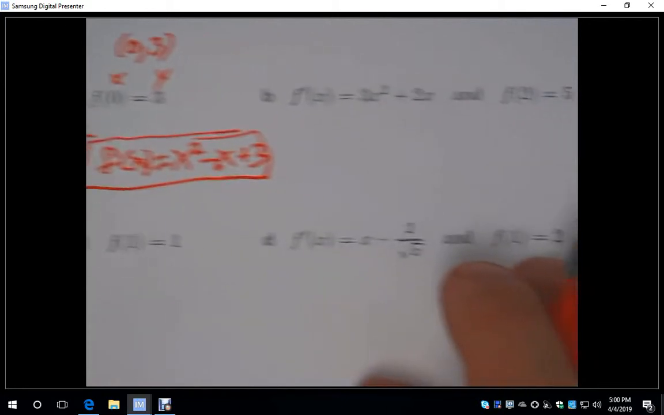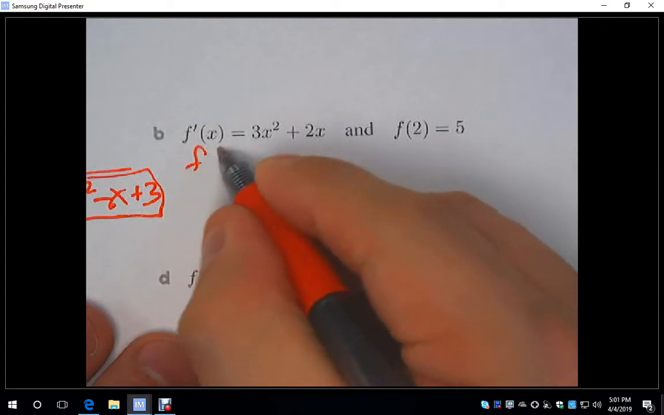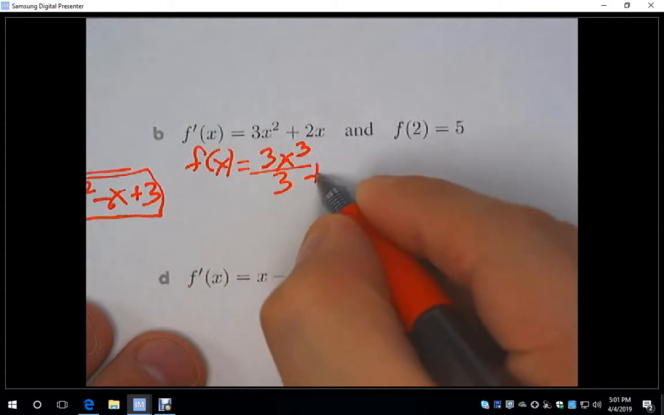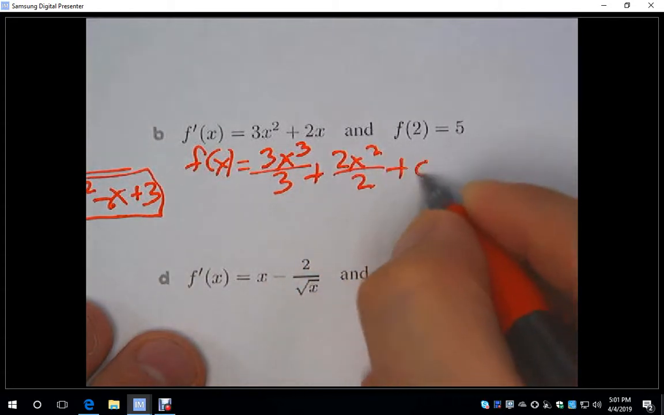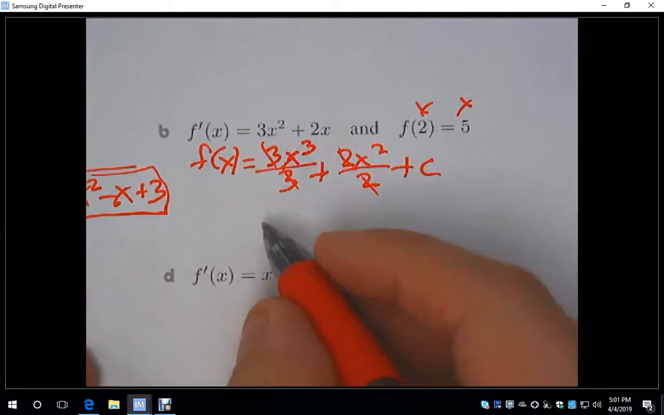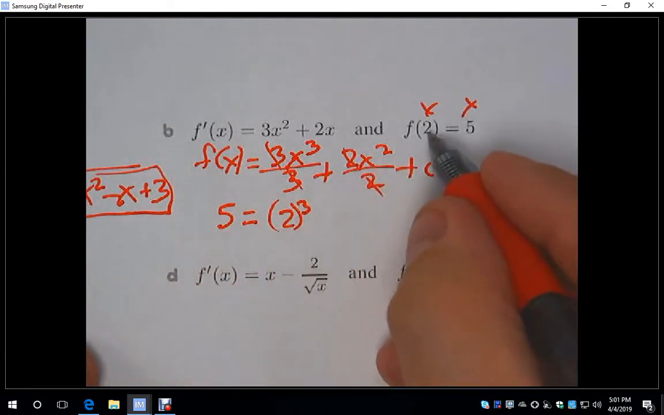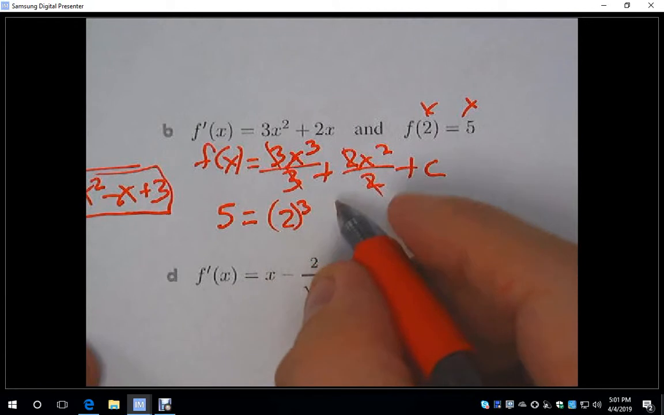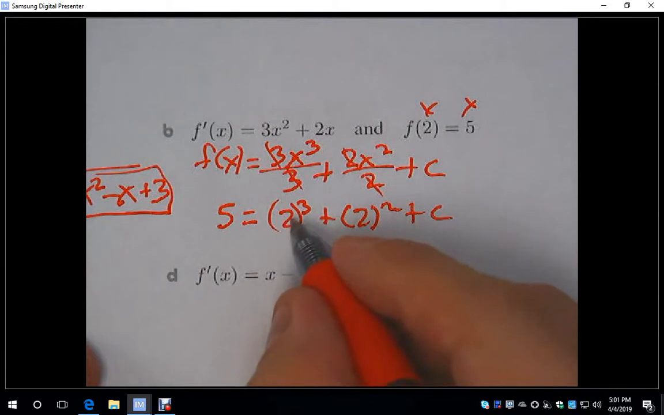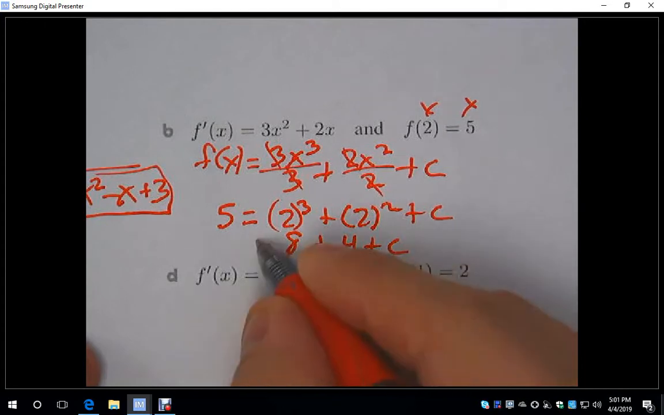Right, let's look at another problem. Let's look at this one here. We want to go back to the original function, so we're going to take the integral, so I have 3x cubed over 3 plus 2x squared over 2 plus c. We take our x, y values, plug them in. Let's cancel some things out first. And that would give us 5 equals 2 cubed. It doesn't really matter because it's positive, but we should use placeholders anyway. I think it's helpful. Plus 2 squared plus c. And 2 cubed, that's going to give me 8 plus 2 squared, that's 4 plus c equals 5.